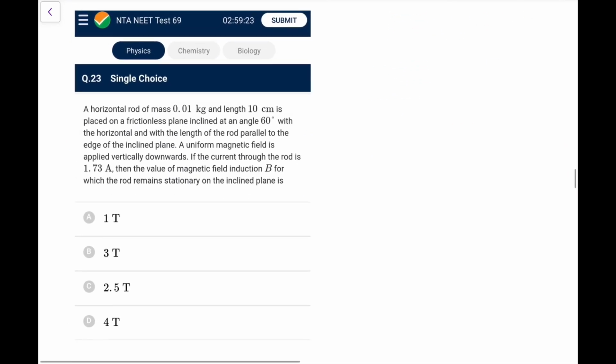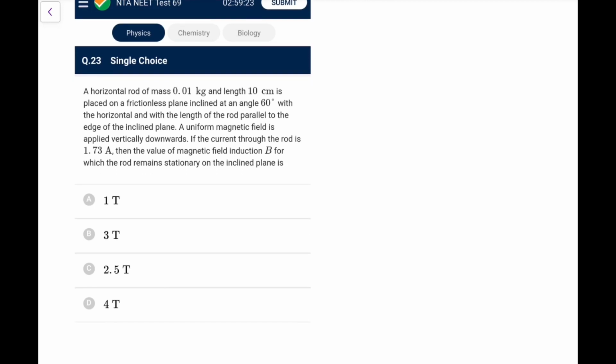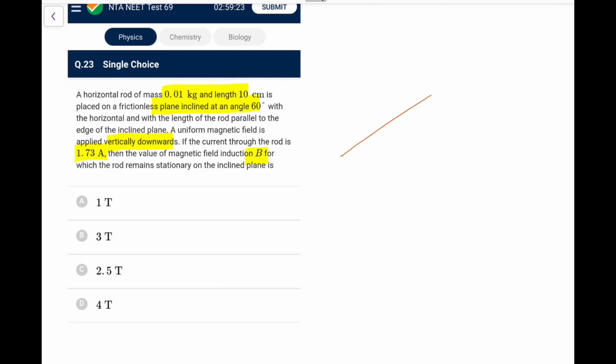Next, a rod of mass 0.01 kg, length 10 cm is placed on a frictionless plane, not horizontal, inclined at 60 degrees with the horizontal, with the length of the rod parallel to the edge of the inclined plane. A uniform field is applied vertically downwards. If the current through the rod is this, then find the value of magnetic field induction for which the rod remains stationary. So let's see, let the incline be like this, and let me draw it in 3D style. You can imagine this is inwards, okay? So let's assume this is the edge, parallel, it is placed like this.